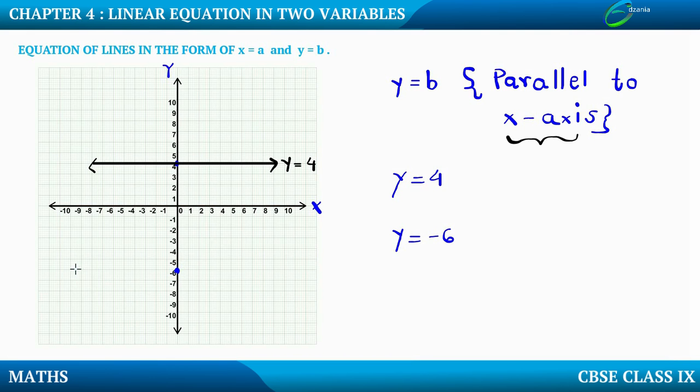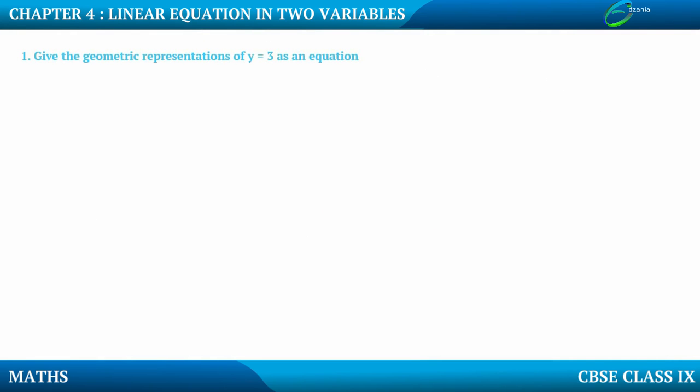Let us draw a line now. So here is the line. So this line again can be named as y is equal to minus 6. So this is what you are supposed to remember. It is a simple topic. Any equation which is of the form x is equal to a is parallel to y-axis, and any equation which is of the form y is equal to b is parallel to x-axis.